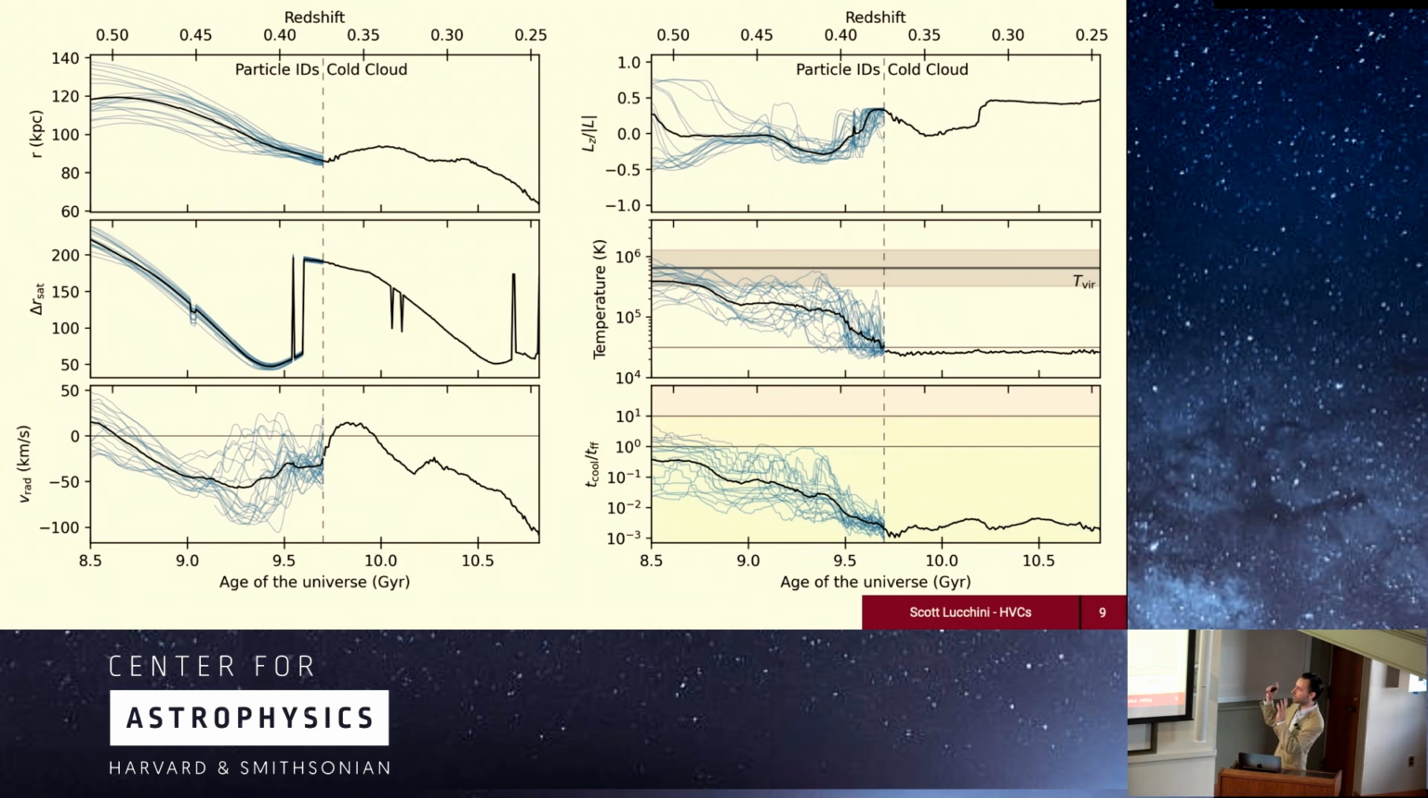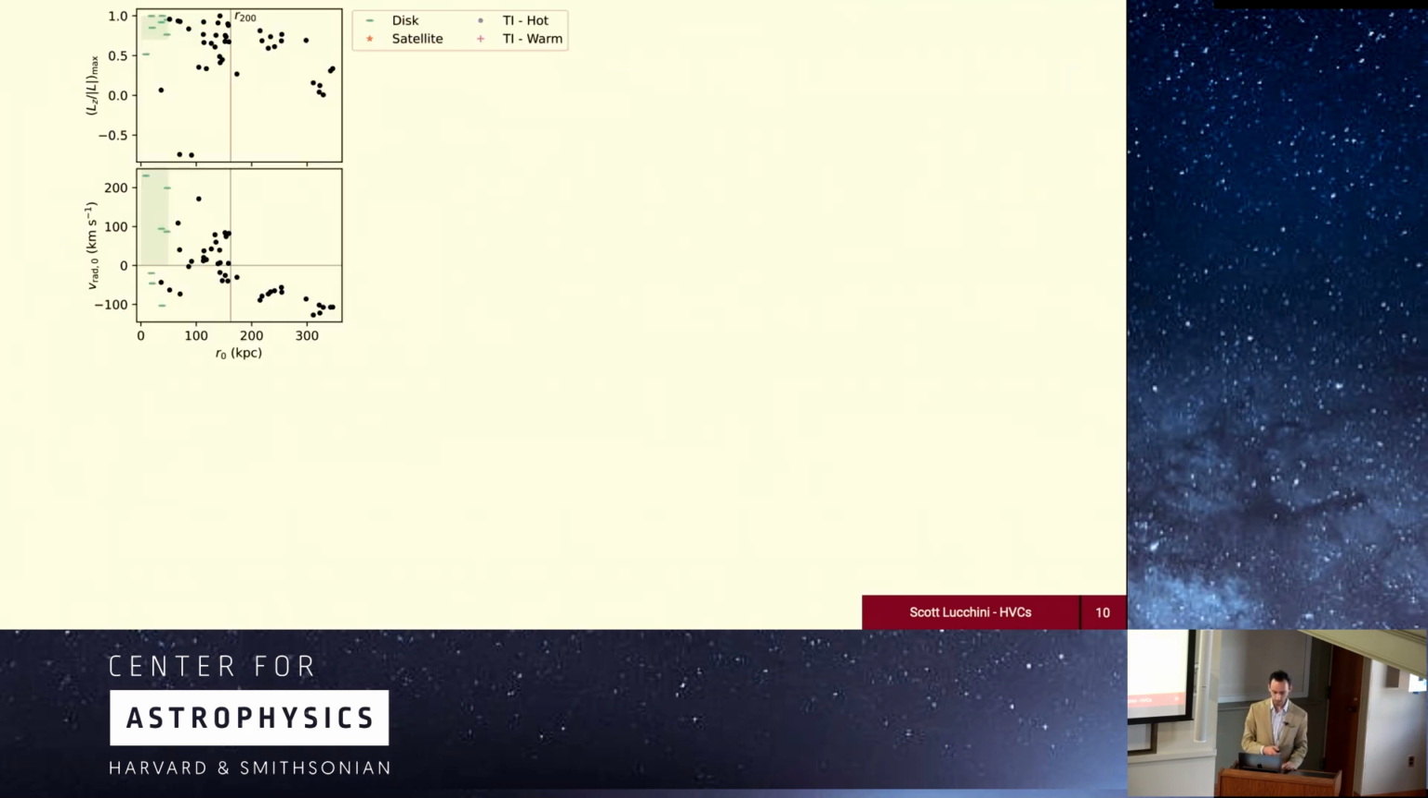But based on specific values from these properties, we can catalog the origin of these HVCs. So we look at the initial radial position, separation from a satellite, and radial velocity. And we look at the maximum value of the circularity, the temperature, and the cooling time to freefall time ratio. So we have these 6 data points for every HVC. And based on the position of the HVC in this 6-dimensional space, we can say where it came from. And so here are 2 projections in this 6-dimensional space, looking at circularity versus initial radial position and radial velocity versus initial radial position.